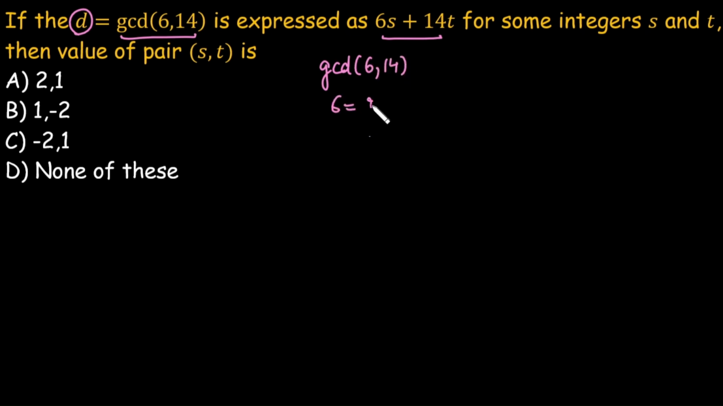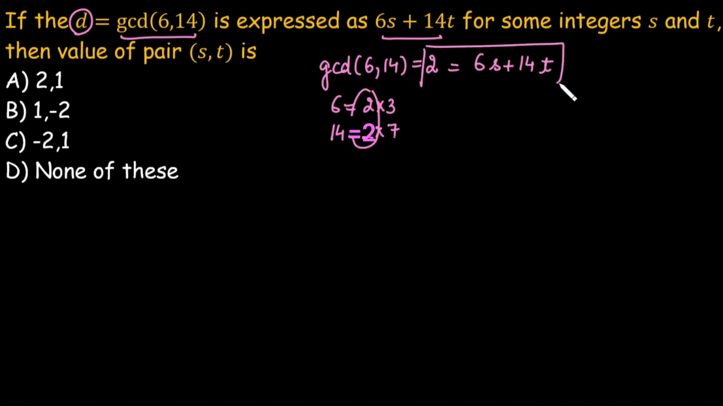6 can be written as 2 into 3. 14 is 2 into 7. What is the common divisor? That is 2. So the GCD of these two numbers is equal to 2. So we need to write 2 as 6 into s plus 14 into t. Now what values of s and t make that equal to 2? We can select that from the options.